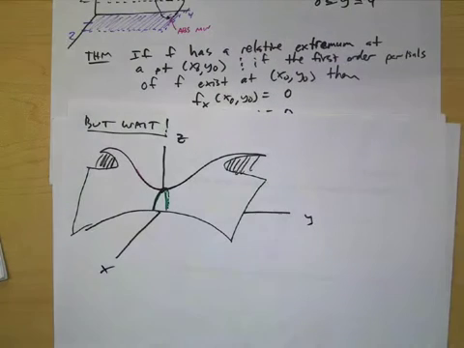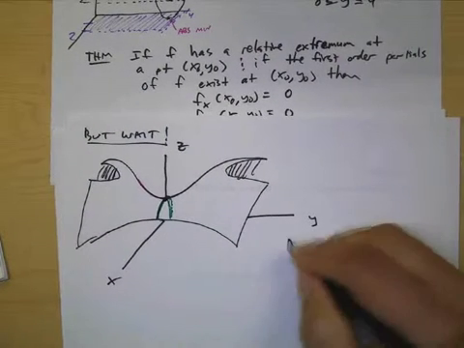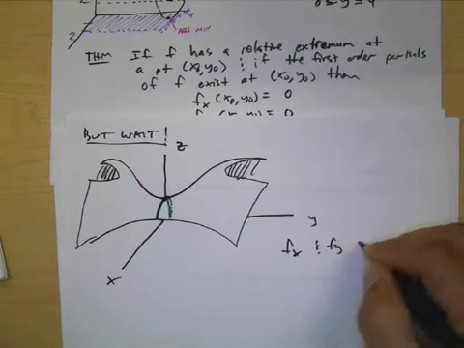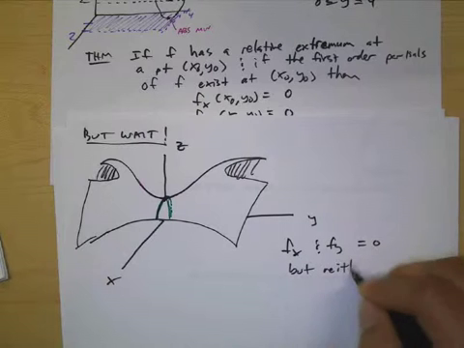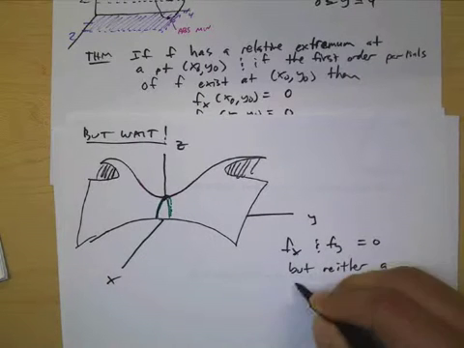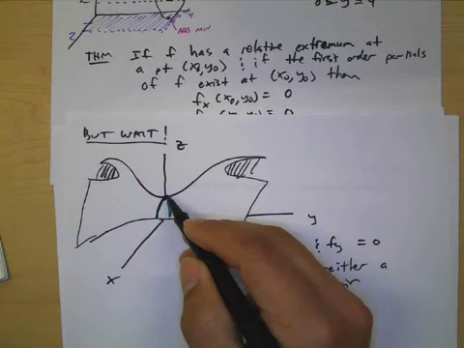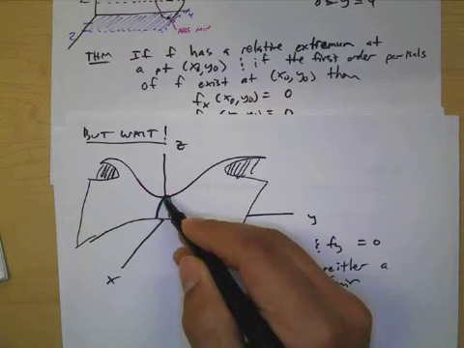So partial x and partial y both equal 0 here, but it's neither a max or min. Again, the reason being, if you're sitting here at this point, if you come out towards us, what direction are you going to go, up or down?